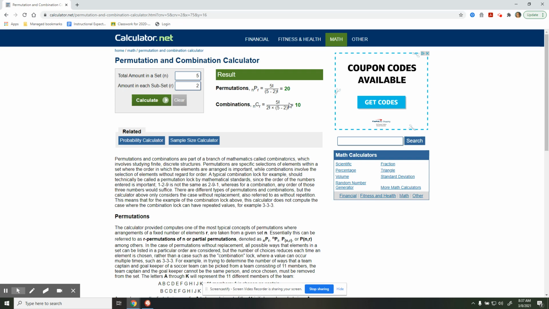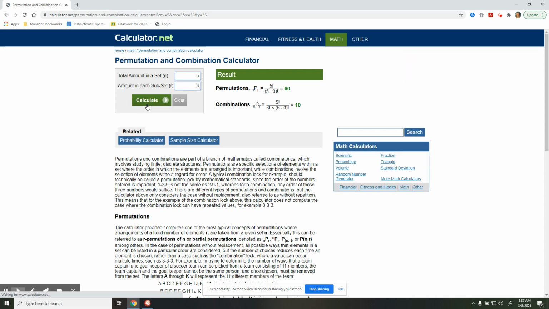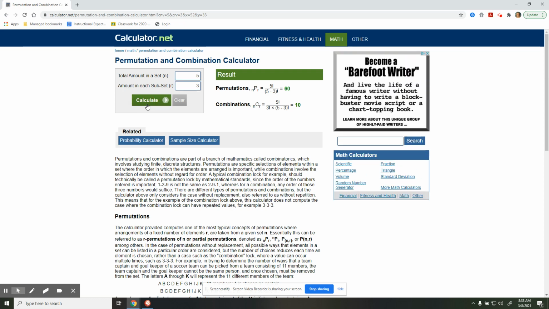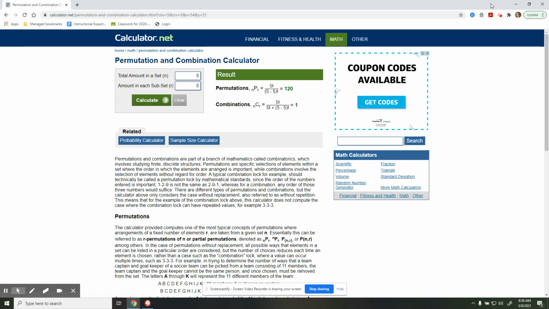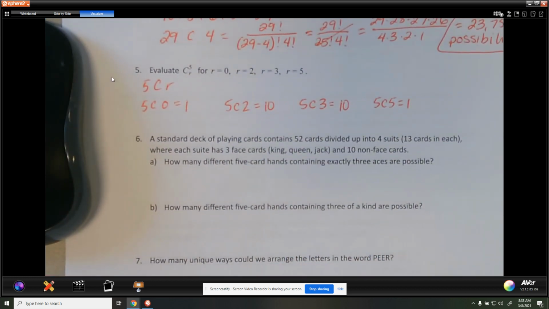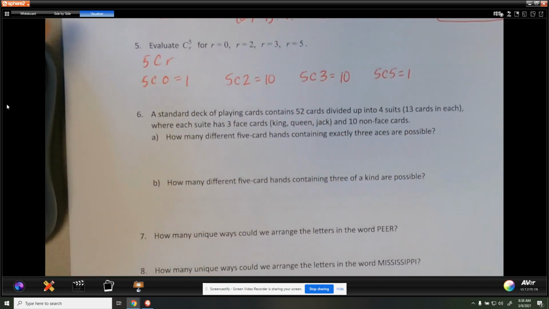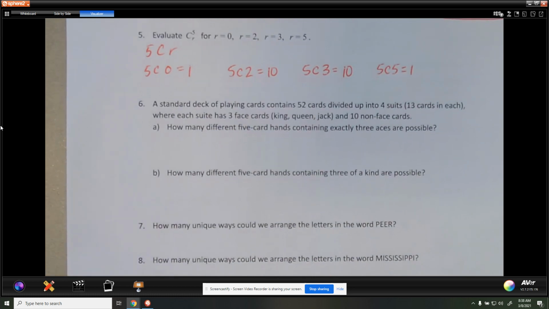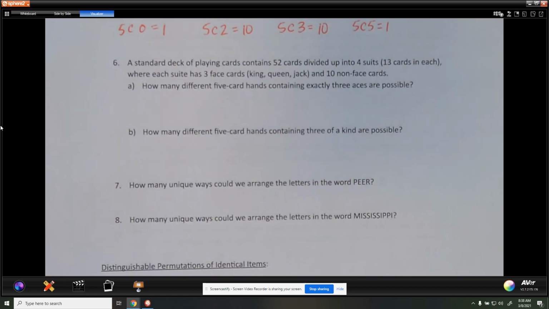5 choose 3 is also 10. And then 5 choose 5. It's going to be 1, I believe, but let's see. 1. Hooray. So you can use those answers. All right, last problem. Actually, just kidding. There's 3 more.